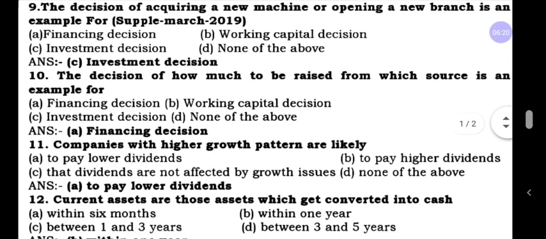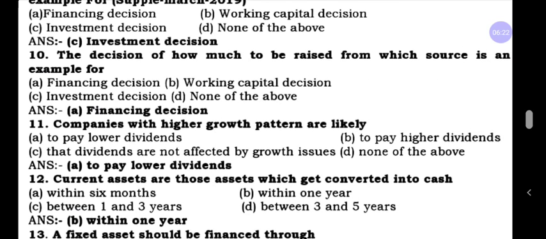Next, question number 10. The decision of how much to be raised from which sources is an example. If you want to raise money from different sources, what do we call that? Option A financing decision, B working capital decision, C investment decision, D none of the above. The answer is financing decision. Here you are raising finance for the business, so it is called a financing decision.